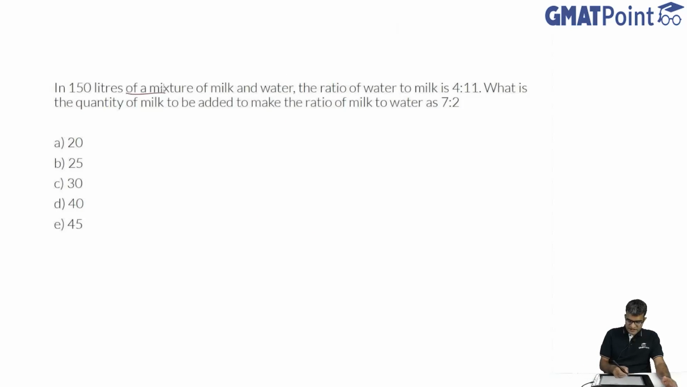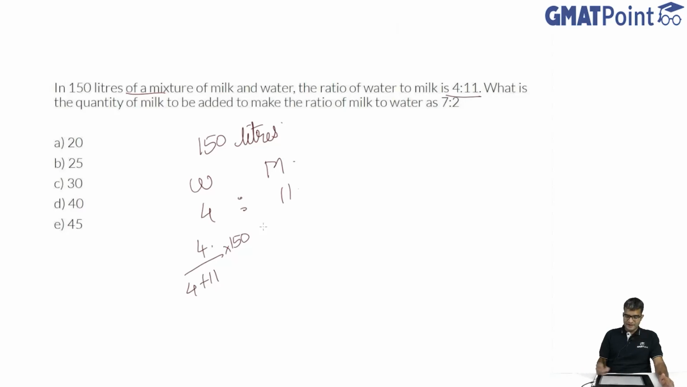In this question, we are told that there are 150 liters of milk and water. The ratio of water to milk is 4:11. So you have 150 liters. You have water, you have milk. The ratio is 4:11. This would imply that the amount of water will be 4 divided by 4 plus 11 into 150. And the amount of milk is 11 divided by 4 plus 11 into 150. So the amount of water is 40 liters. Amount of milk is 110 liters.